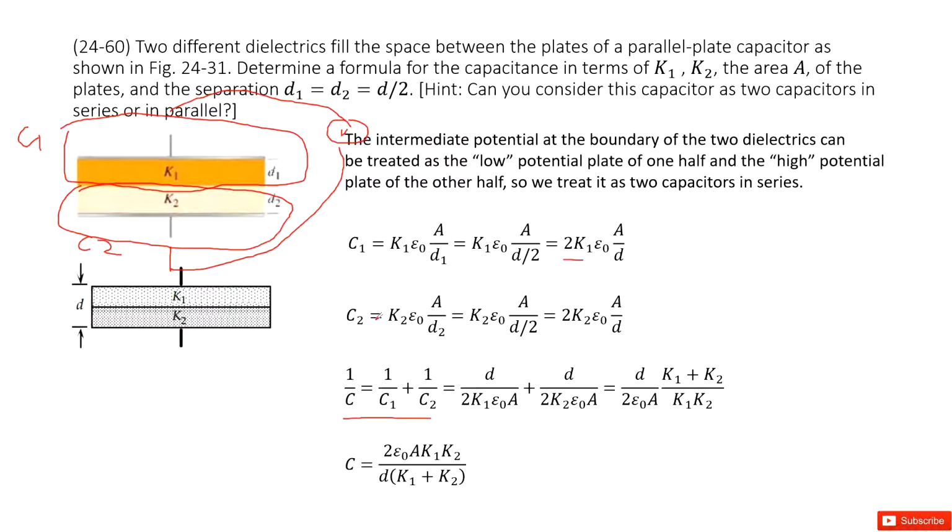And also the capacitance C2, we can write it in this function. And D2 is just half of the distance, so D over 2, and simplified in this term. Now you can see we can input C1 and C2 inside and reorganize it to get a function for C.